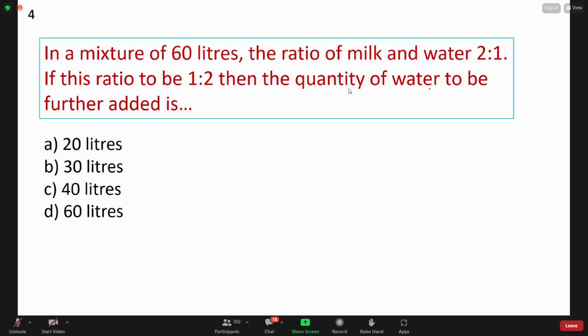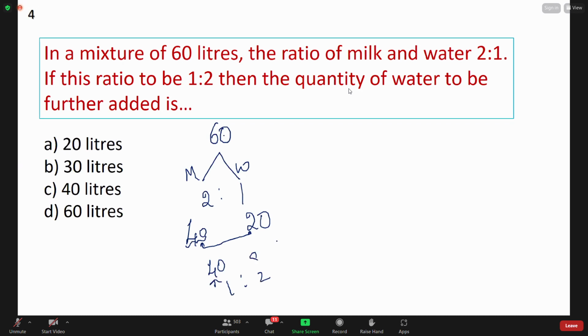The ratio of milk and water is 2:1. To be 1:2, then the quantity of water to be further added is what? So in a mixture of 60 liters, the ratio of milk and water is 2:1. What are the actual values here? Values will be 40 and 20. Now, what is he saying? The ratio should not be 2:1, but it should be 1:2. The milk content is still staying the same. To make it 1:2, if this is one part, two parts would be 80 here. So what is the difference here? 20 liters of water needs to be added.